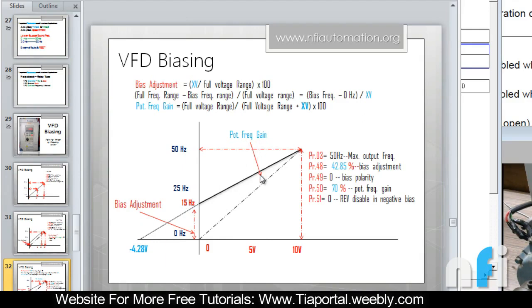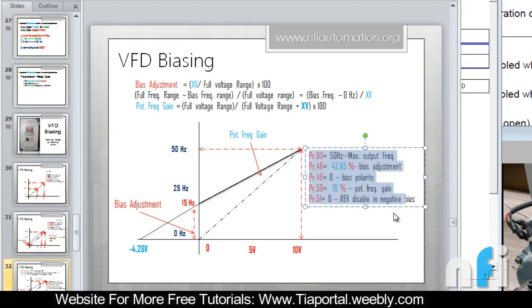Now if you know a bit of mathematical skills, if you are increasing 5 Hertz at every 1 volt, we may not achieve this curve. This will be like this. But if we reduce the number of jump in Hertz at every voltage, we may reach this curve. So we have to reduce the potentiometer frequency gain, which in this case is 70%. I'll be telling you how we get to 70%, and bias adjustment proportionally will change as well.